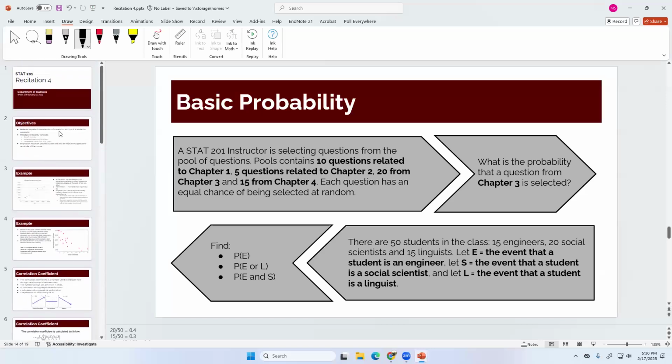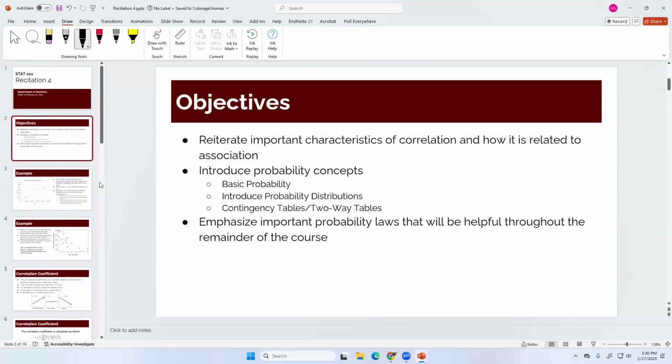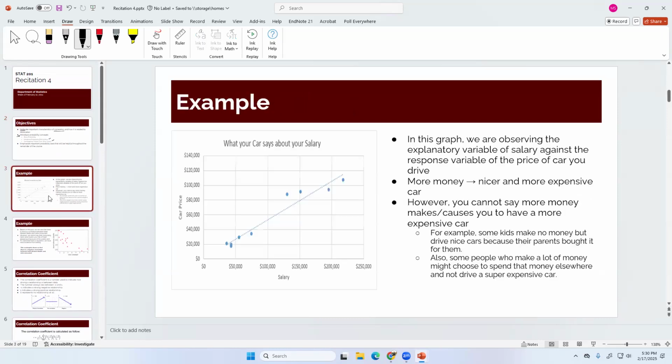Okay. So yeah, reiterate correlation and then introduce basic probability concepts. And we will do some questions with probability, deal with some probability distributions and some contingency tables, two-way tables as well. Okay. So again, a short recap on correlation.